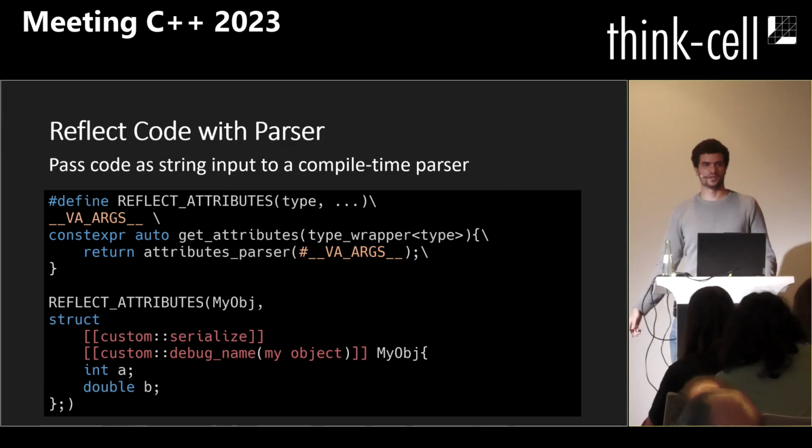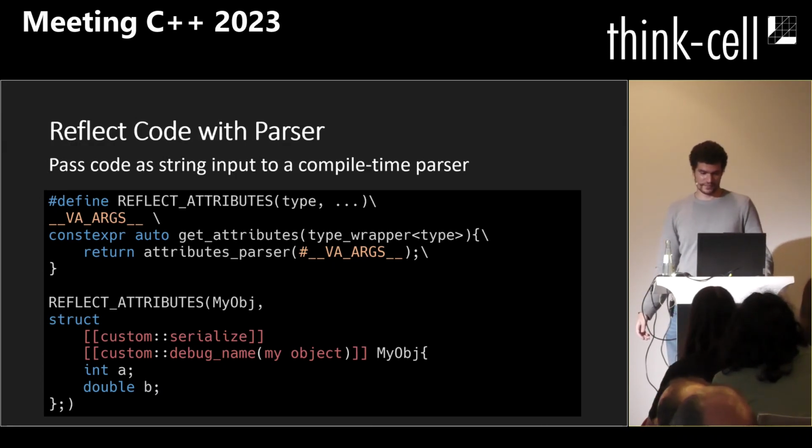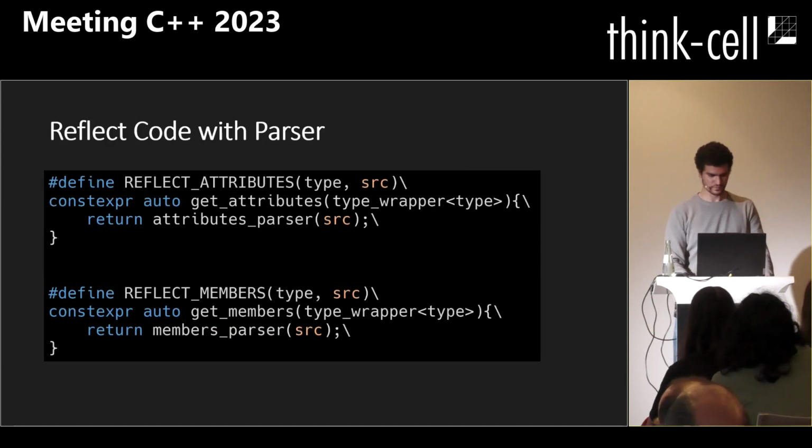While it is not a viable approach to try and parse the entire C++ syntax at compile time, it is possible to write parsers that parse just part of the syntax. For example, the attributes of a struct. In the code here, the macro generates a context per function that returns the attributes of the struct. We can define two separate macros that will call compile time parsers. One will parse the attributes, and another will parse all the data members.